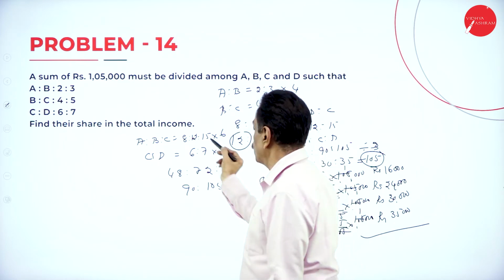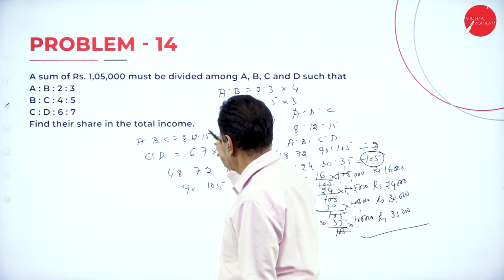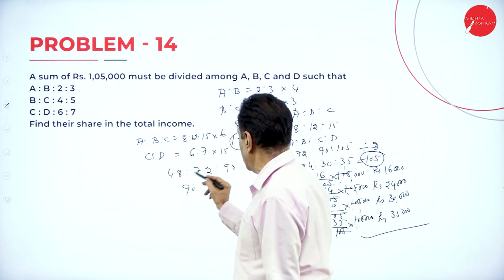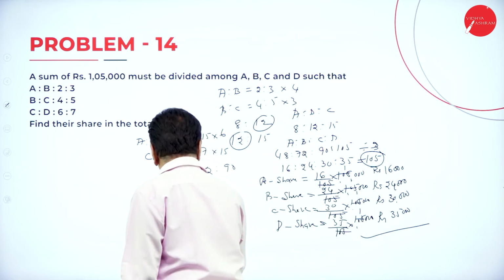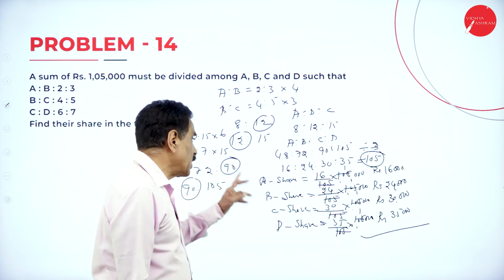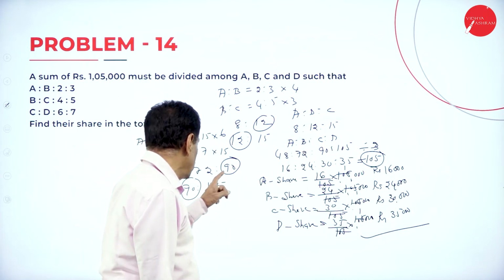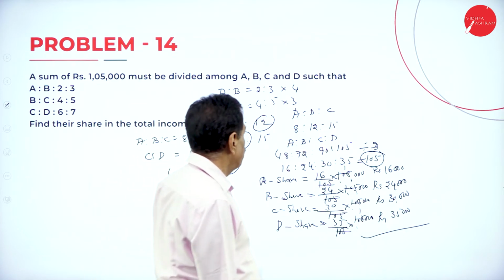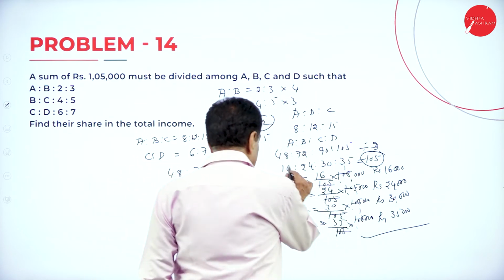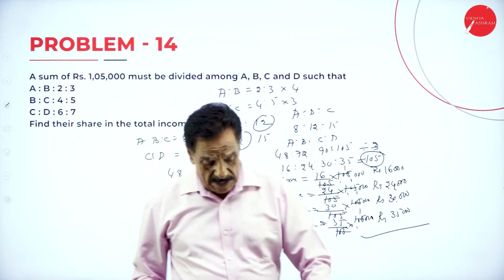8 is to 12 is to 15, 6 is to 7. This should be multiplied by 6. So the ratio is 48, 72, 90, 105. Totally 48, 72, 90, 105. I divided by 3: 16, 24, 30, 35, totally 105. Share it. Then move on to next one.